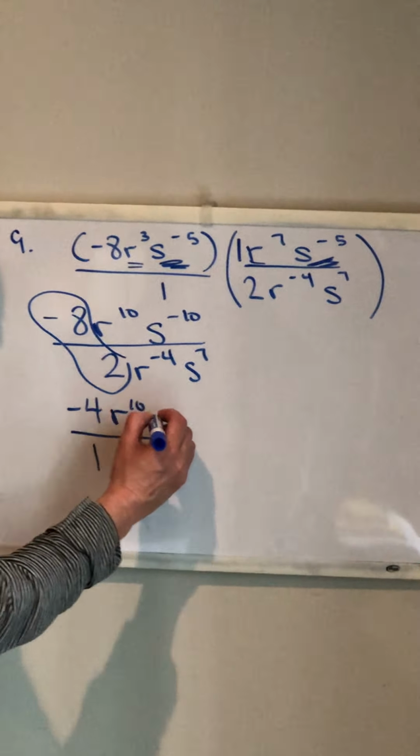Now I take a look and I see I have 2 r's multiplying, so I'll add those powers, and I will get negative 4, r to the 10 plus 4, which makes r to the 14th, over 1, and then to multiply those s's, I'll add those powers. S to the 7 plus 10 is s to the 17th.